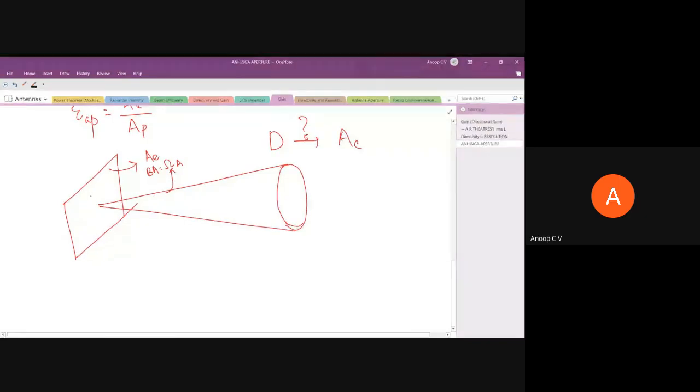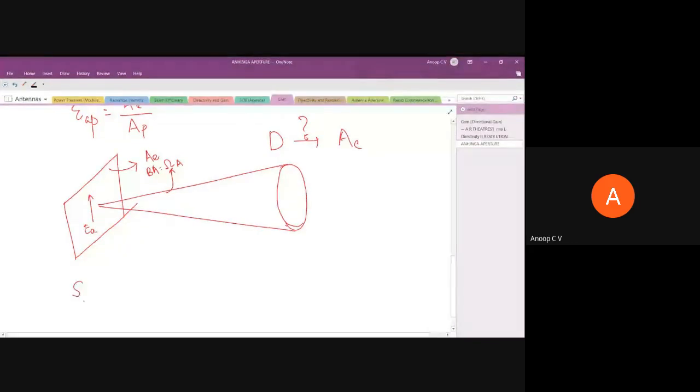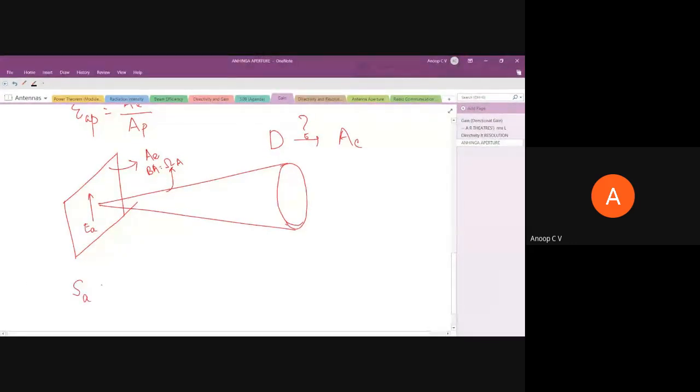Suppose the electric field intensity at the antenna is equal to EA, and the effective aperture area is equal to AE. And what will be the power density at the antenna? SA, the power density at the antenna.